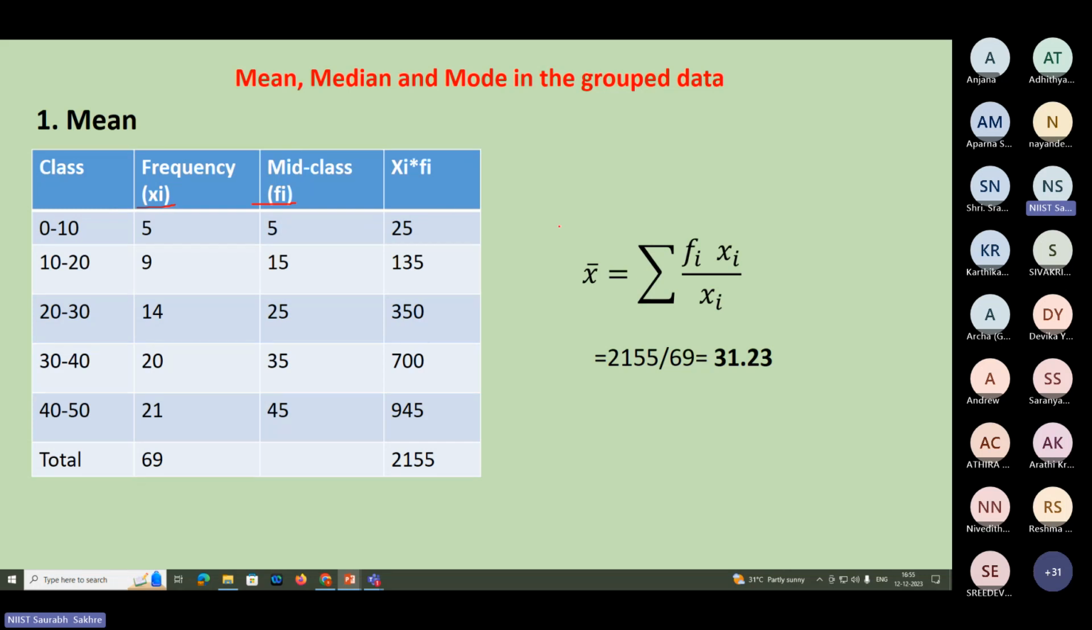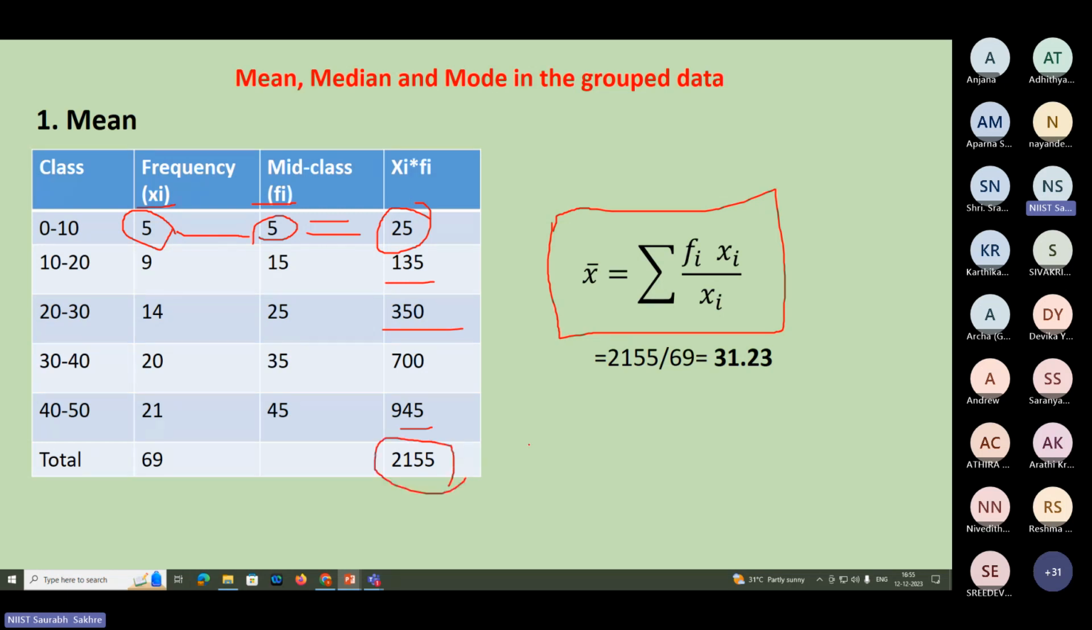So what is the formula in case you want to calculate mean for a group data? The formula is x bar is equal to summation Fi Xi divided by summation Fi. So what we will do? First, we will see frequency, that is 5 for 0 to 10 group, and the mid class is 5. So 5 into 5 is equal to 25, right? Then 9 into 15, 135, 350, and so on. The total of all this is 2155. So this is basically the summation Fi Xi.